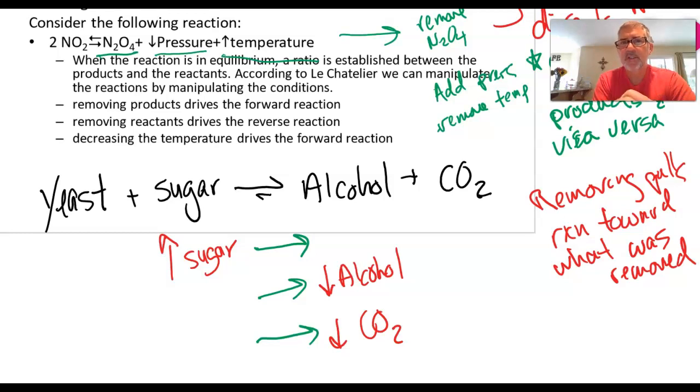If I want to slow the reaction down, I would do the opposite. I would add dinitrogen tetroxide. I would decrease pressure. Or I would increase temperature. So I can slow the reaction down that way. So that's what Le Chatelier said. Anyway, that's it for now, and I'll talk to you soon.